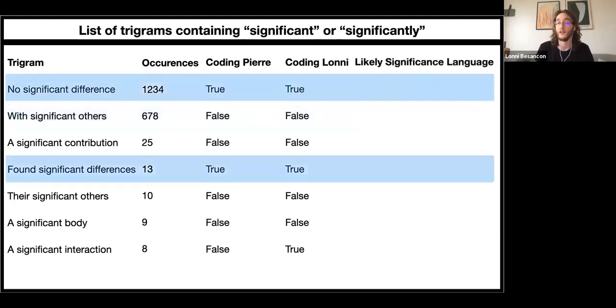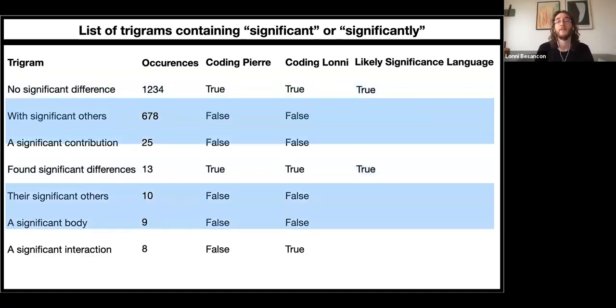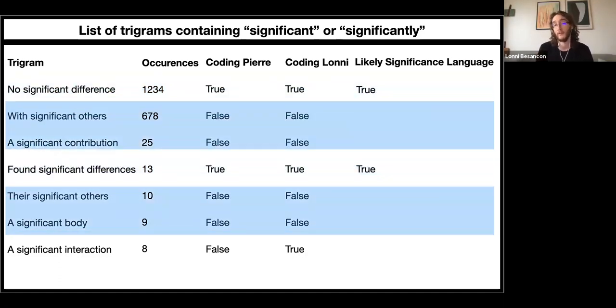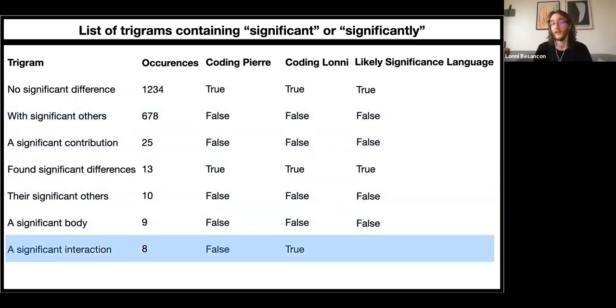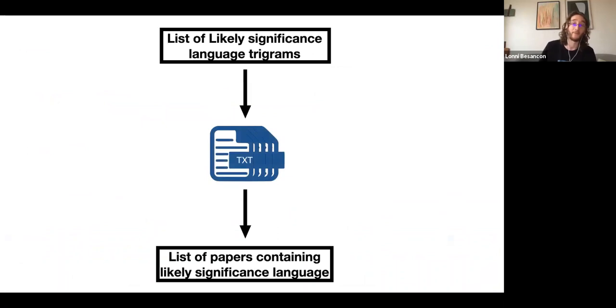And then we just did a logical AND between our codings. So when we both said it was about statistical inferences, it was. If one of us said it was not about statistical inferences, it was not. And if one of us had a doubt and said, well, it's probably not, then we decided that it was not. So we had a list of what we called the likely significance language trigrams. Then we ran that list through the papers again with Python, and we could draw a list of papers containing this likely significance language.